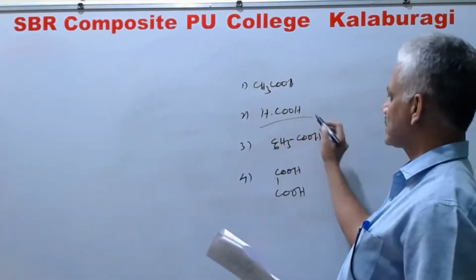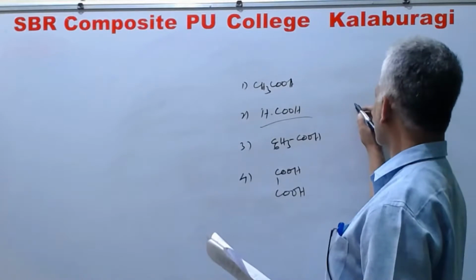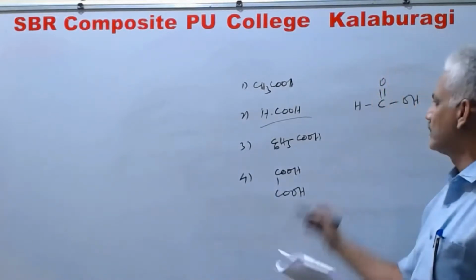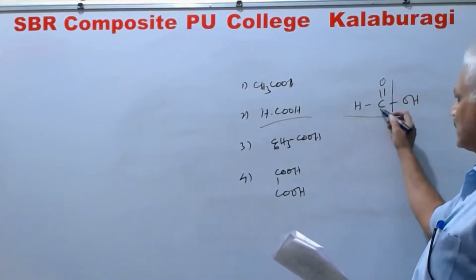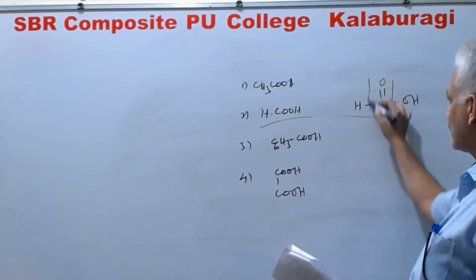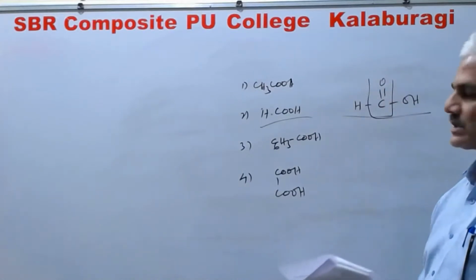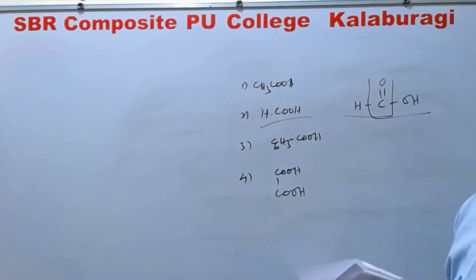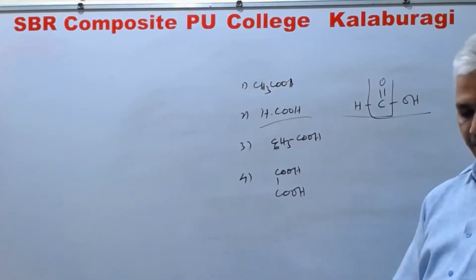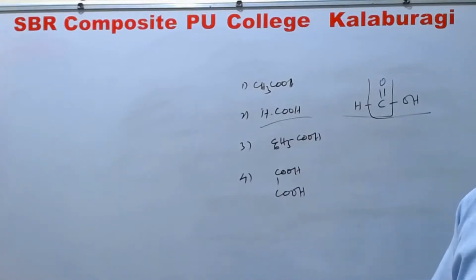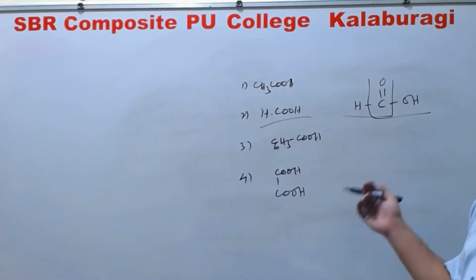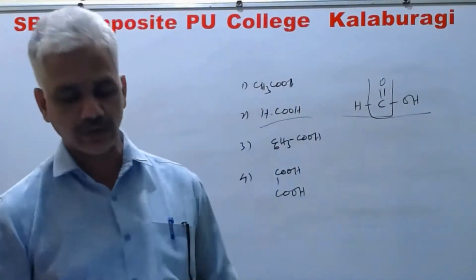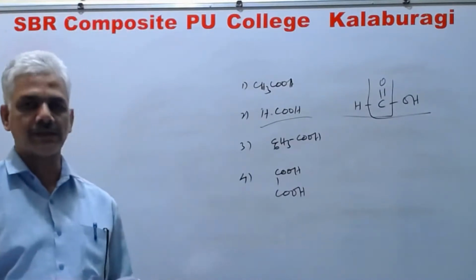If you look at the structure of formic acid, it can be represented as H-C=O with OH. Like this, an aldehyde group is present, and like this, a carboxylic group is present. That's why formic acid can show some of the properties of aldehydes as well as all the properties of carboxylic acid. So for the 41st question, you can go with the second option. Formic acid shows the properties of both the acid as well as the aldehyde.